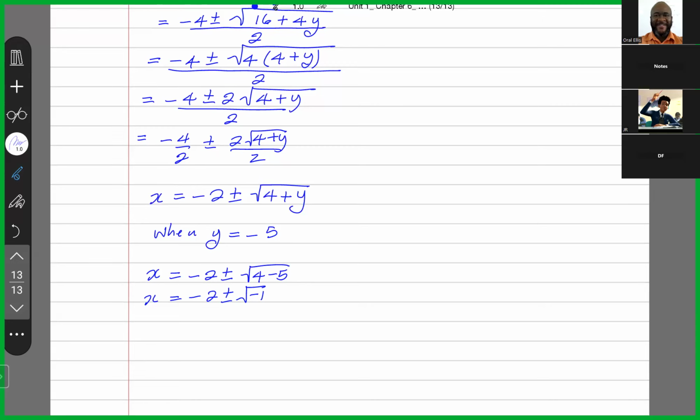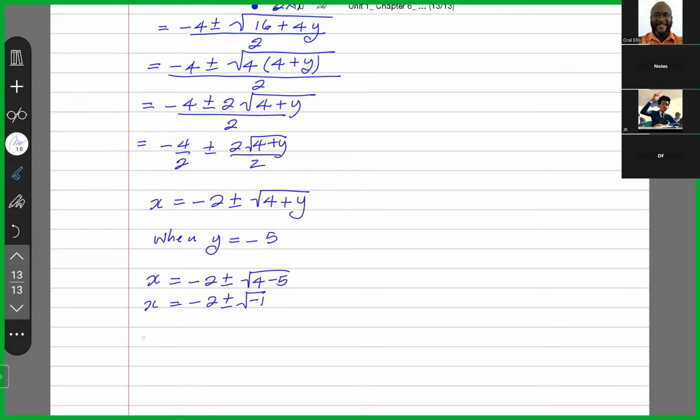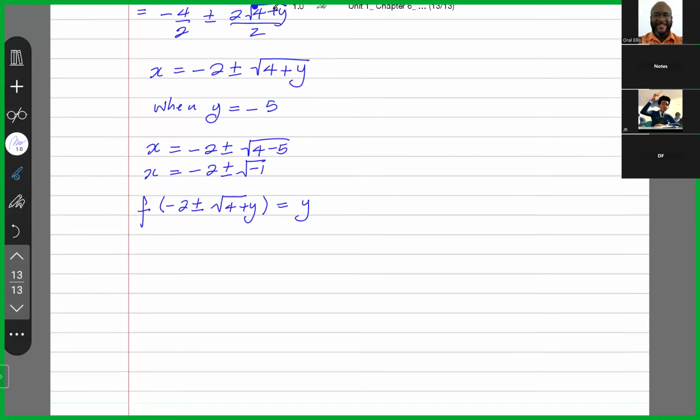So what this is showing is that there is a value of y for which the value of x is not real. So in other words, there's a value of y for which there is no value of x. We can also show that f of minus 2 plus or minus the root of 4 plus y is equal to y. That can be shown. That's not the issue. The issue is that from the calculation, we can show that there are values of y for which the value of x is imaginary, or there is a value of y for which there is no value of x.